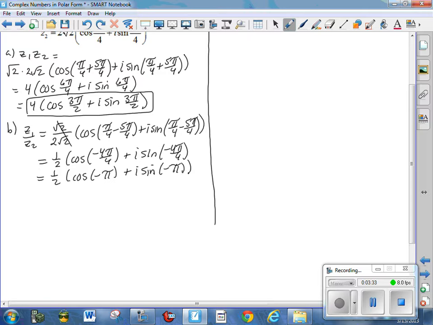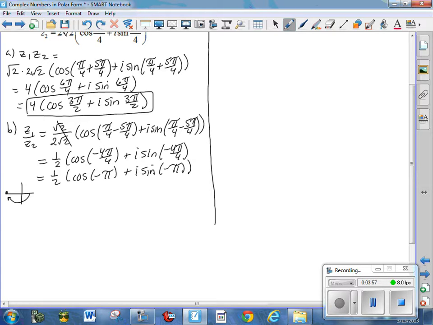But we have a problem here. Negative pi is not in our domain from 0 to 2 pi. I need to find an equivalent angle, in other words, an angle in the same position on the polar grid that has an angle between 0 and 2 pi. So if we think about that, the angle negative pi is going this direction, and it ends up over here on this axis.